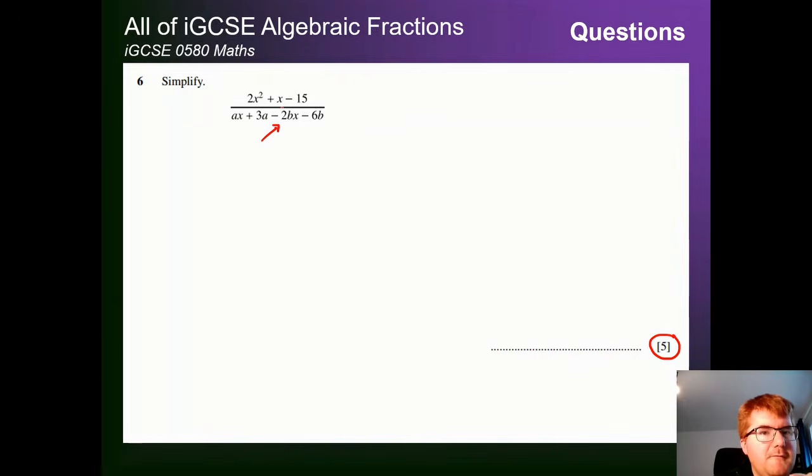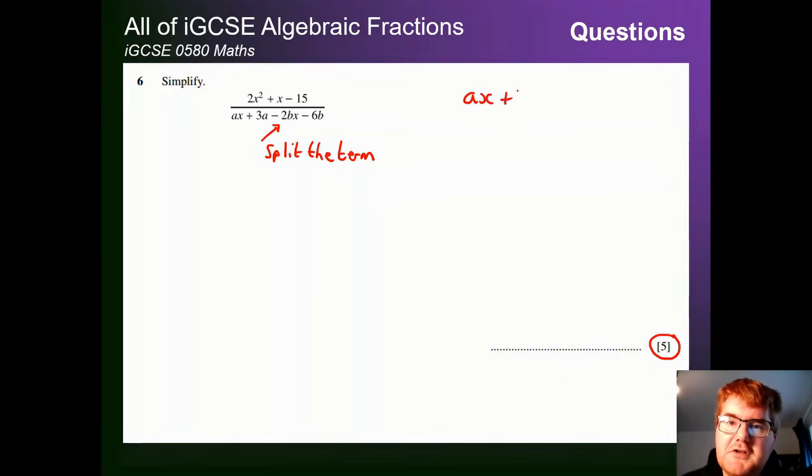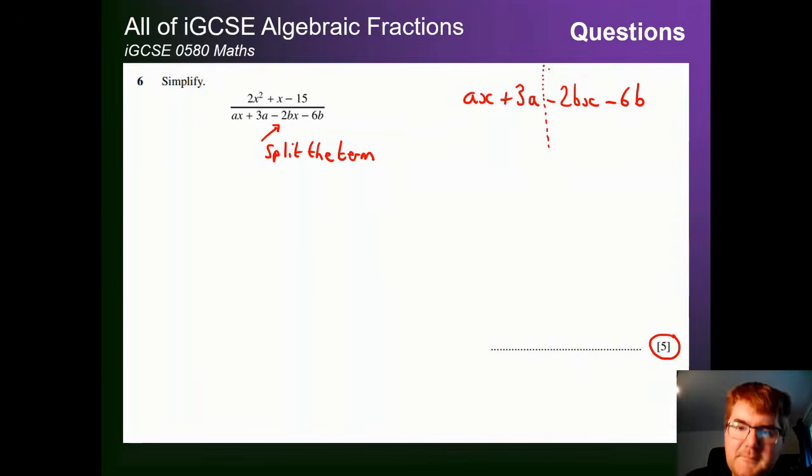Now it's in a very special form here. This is in what's called a split the term form, which they will test you on both 0580 and 0607. And the way I approach these questions, minus 2bx minus 6b, I'm going to split this down the middle. So I'm going to put a line down the middle, and I'm going to factorize both into single brackets. Right, what does that actually mean? So we have an a here and here. So we're going to take a factor of a out. What do I multiply a by to get x, or ax, just x? What do I multiply a by to get plus 3a, plus 3?